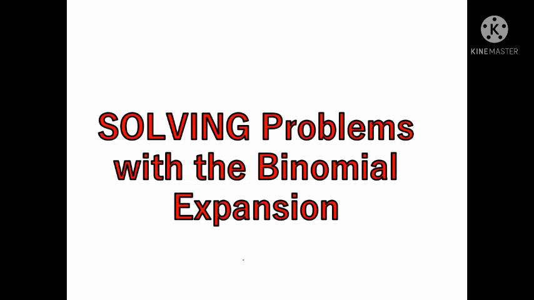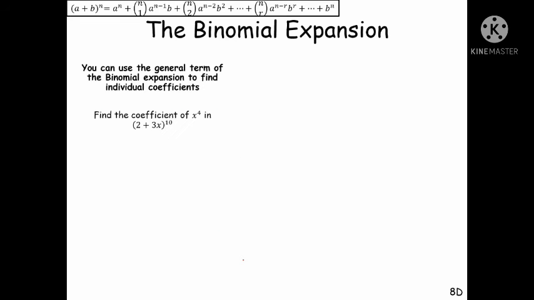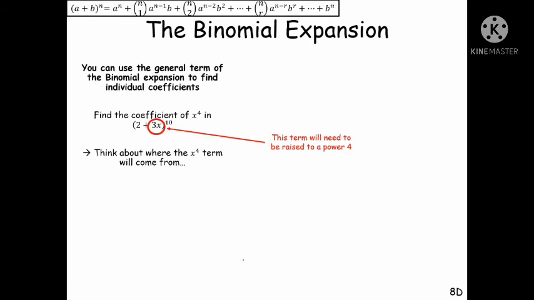Now we'll look at solving problems with a binomial expansion. So for example, find the coefficient of x to the 4 in (2 plus 3x) to the power of 10. So think about where the x to the 4 term will come from. Well, it will come from this term being raised to the power of 4, so 3x to the 4, which means that the 2 will be raised to the power of 6. If we've got 4 already, then we need 6 more to make the full power of 10.